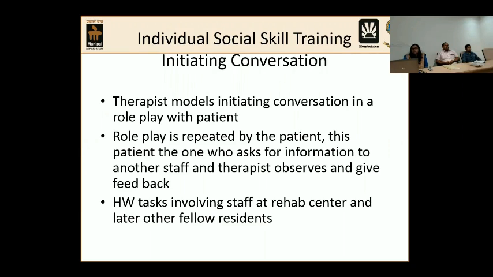This time, our patient, the resident, becomes the person who's initiating conversation with another staff, and the individual therapist observes this particular role play and gives feedback to the client on what went very well and what could have improved the next time he does. Again, he is given a homework task to initiate conversation involving staff at the rehab center and later other fellow residents.